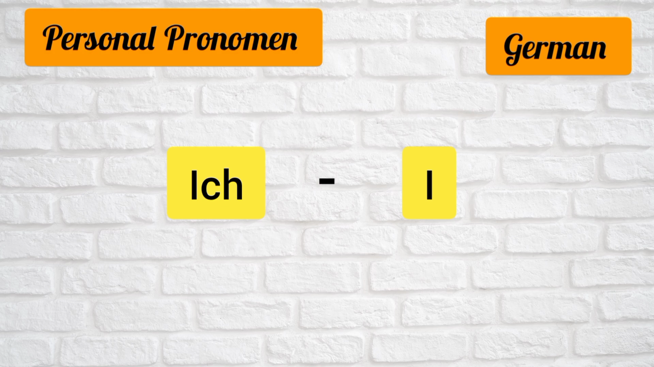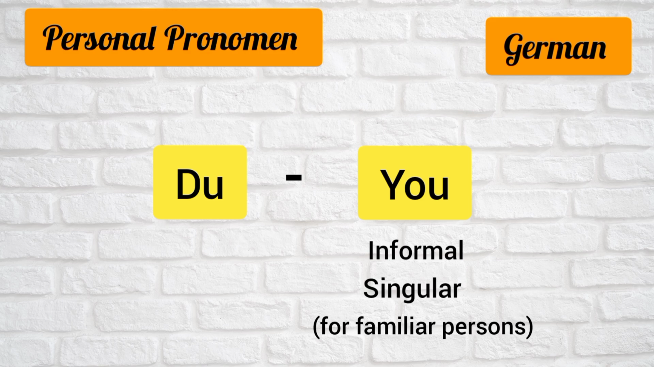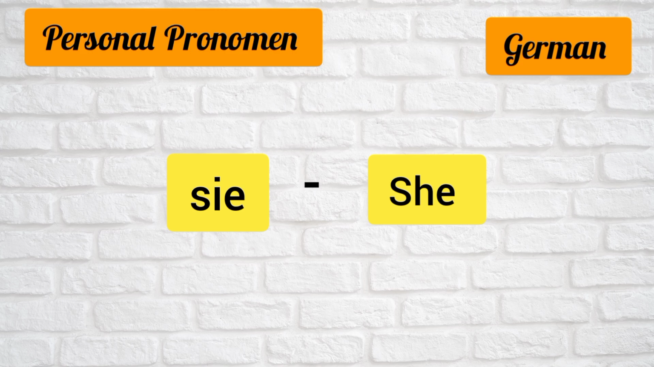First one is ich. Ich means I. Du. Du means you. Informal you for singular. Er. Er means he. Sie. Sie means she.